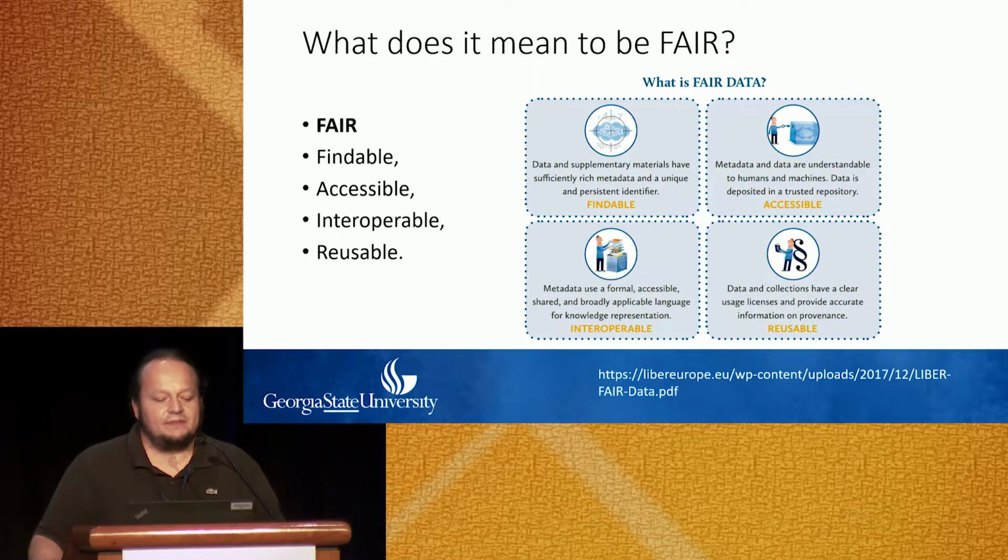The F stands for Findable. Here you want the data and the supplementary materials to have sufficiently rich metadata and unique and persistent identifiers, so you need to be able to point at it in a very standard way. Accessible, in the sense that you want metadata and data to be understandable to humans and machines. A lot of journals are asking you to fill in little configuration files where you put metadata. So this is part of that. Interoperable, in the sense that the metadata uses a format that is accessible, shared, and broadly applicable, so you can actually represent it easily and nicely.